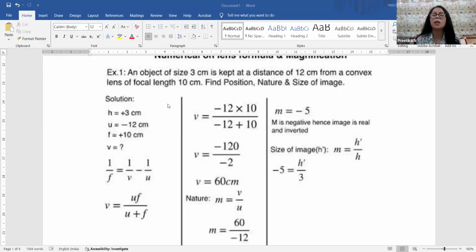And now you're supposed to find the position. So obviously they are talking about the lens only. So we have to use the lens formula, which we have just done. And that formula is 1 by f is equal to 1 by v minus 1 by u. Once you put down the values, you'll get your v as 60 centimeters simply after solving it. Now, they didn't just tell you to find out the position. They also told you to find out the nature and the size of the image too.